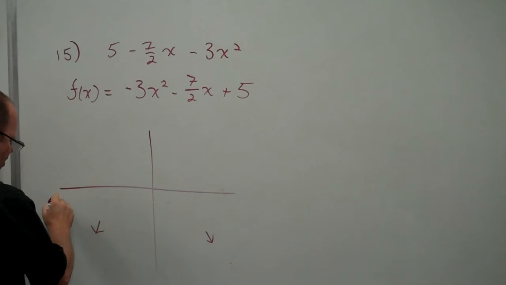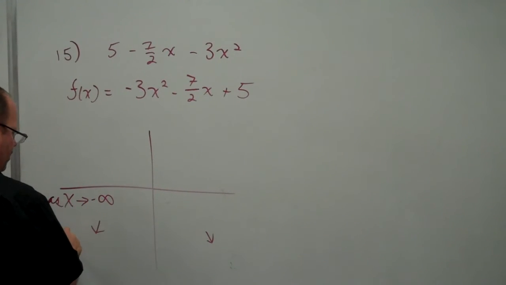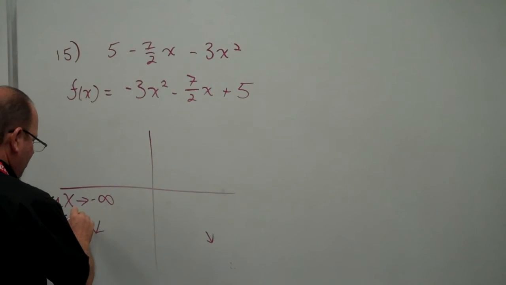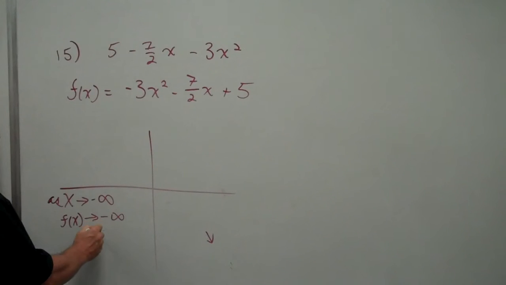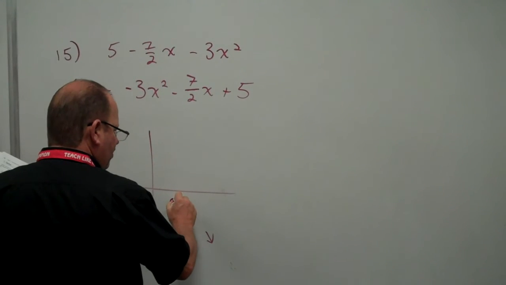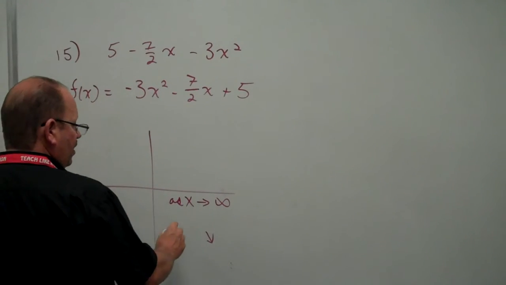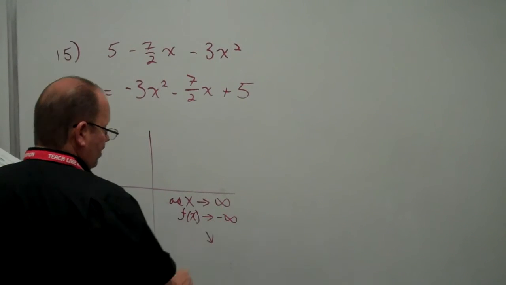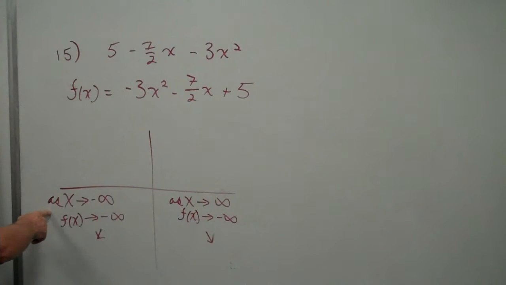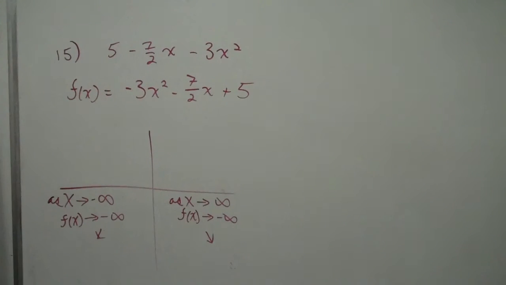Well, as x approaches negative infinity, f of x approaches negative infinity. That's what that means. And as x approaches positive infinity, f of x approaches negative infinity. That's the answer to the question, right there. You don't have to graph these questions. It didn't ask you to. Pay strict attention to the instructions.